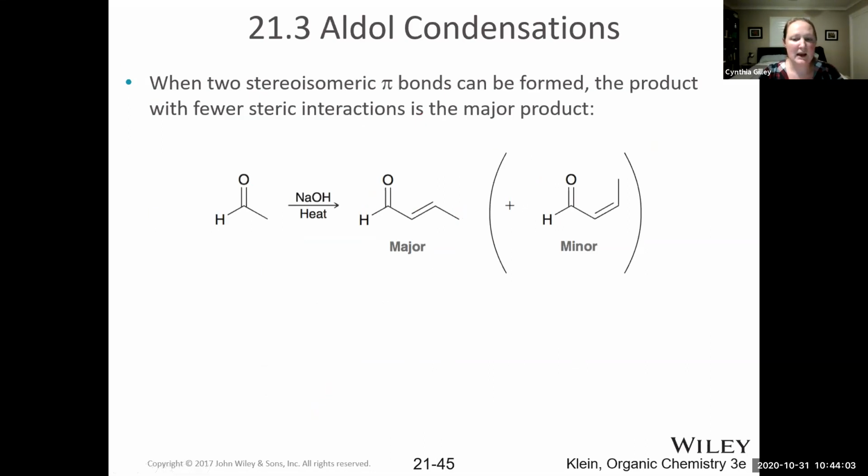Okay, so when it's possible to form more than one stereoisomer as a product, for example, an E-alkene or a Z-alkene, which you can also think of as a trans alkene and a cis alkene, then the more stable, less sterically hindered product is typically the major product. So traditionally, when we draw the product, we'll draw the E or the trans alkene. It's typically more stable than the Z or the cis alkene.